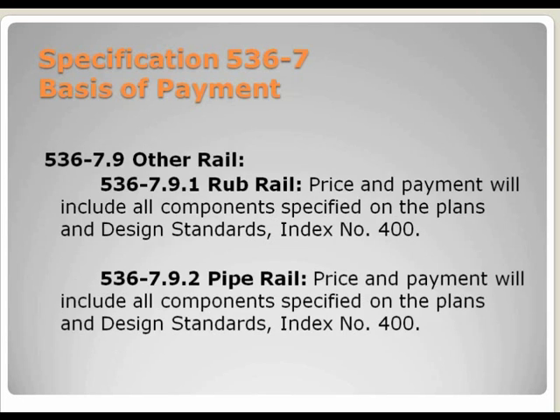Under specification 536-7 for the basis of payment, under other rail, 536-7.9.1 for rub rail, the price and payment will include all components specified on the plans and Design Standard Index 400. And again, same thing for the pipe rail, 536-7.9.2, price and payment will include all components specified on the plans and the design standards in Index 400.